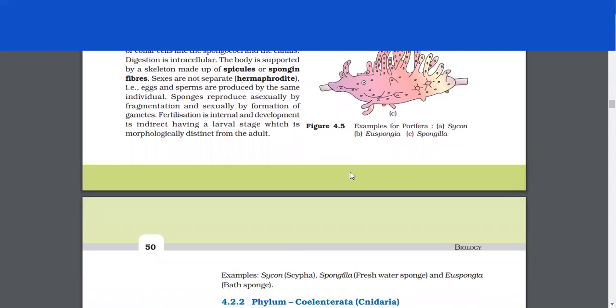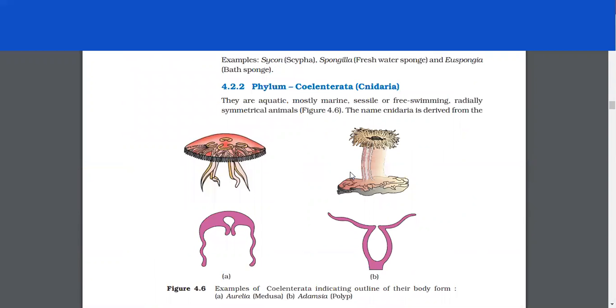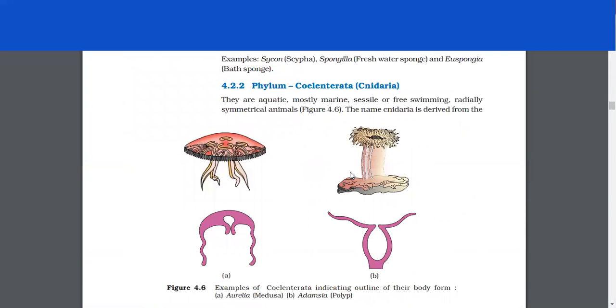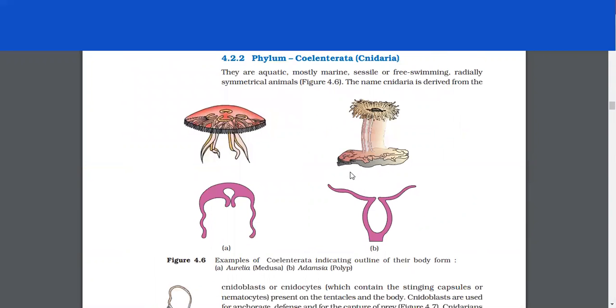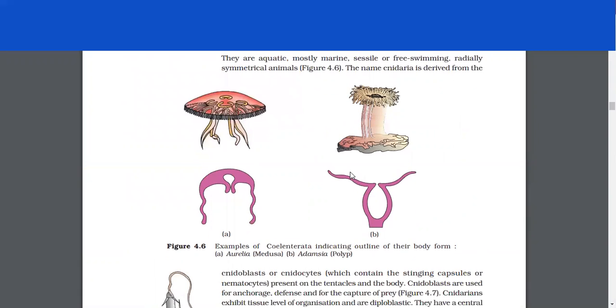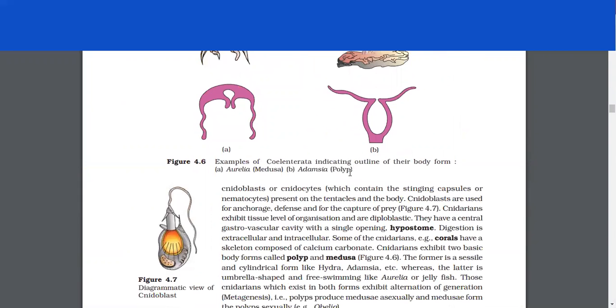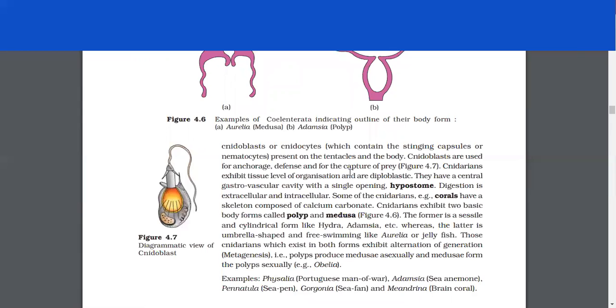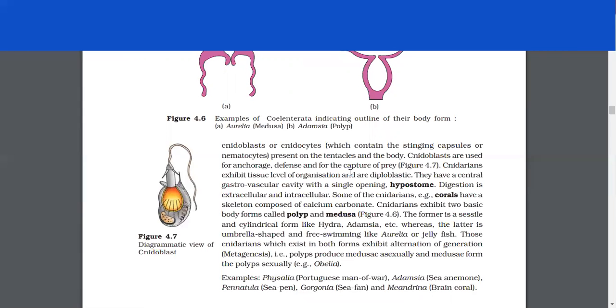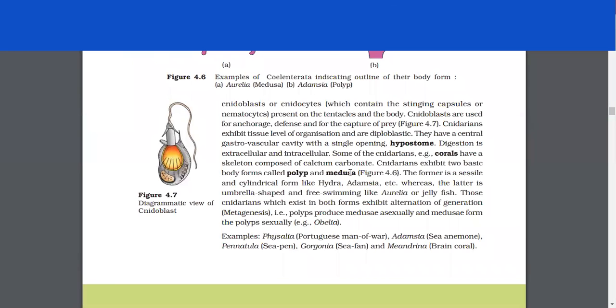Examples: Sycon, Spongilla, and Euspongia. Phylum Coelenterata or Cnidaria. They are aquatic, mostly marine, sessile or free-swimming, radially symmetrical animals. The name Cnidaria is derived from the cnidoblasts or cnidocytes, which contain the stinging capsules or nematocysts present on the tentacles and the body. Cnidoblasts are used for anchorage, defense, and for the capture of prey.